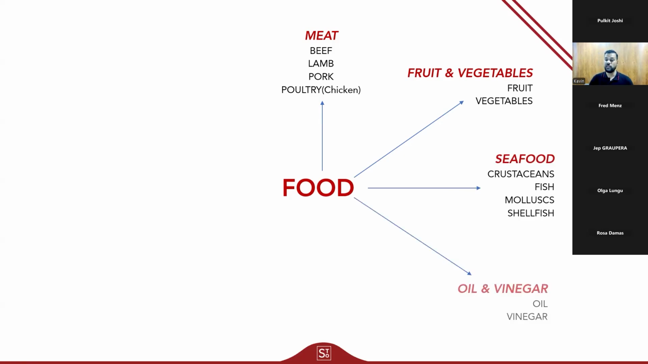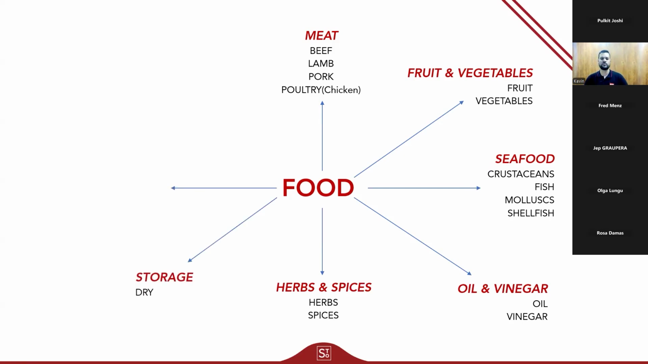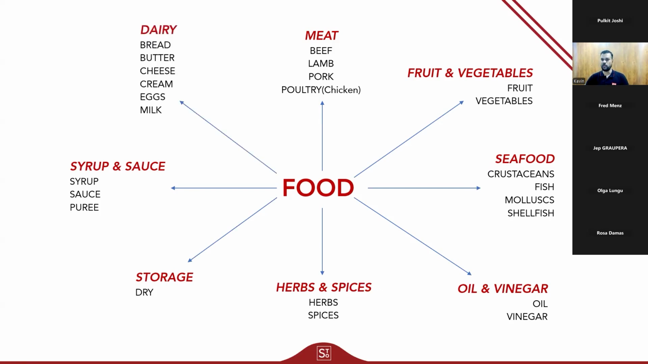Seafood, similarly, we have oil and vinegar. We could put herbs and spices, storage, dry, all your canned foods and packet foods which do not need refrigeration, could be put there. We could divide it into syrups and sauces, and we could also do dairy. Now, this bit which I've shown you here can be tailored to your specifications.